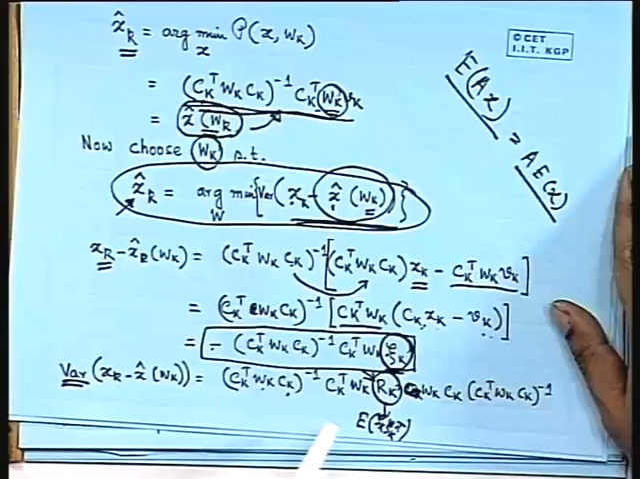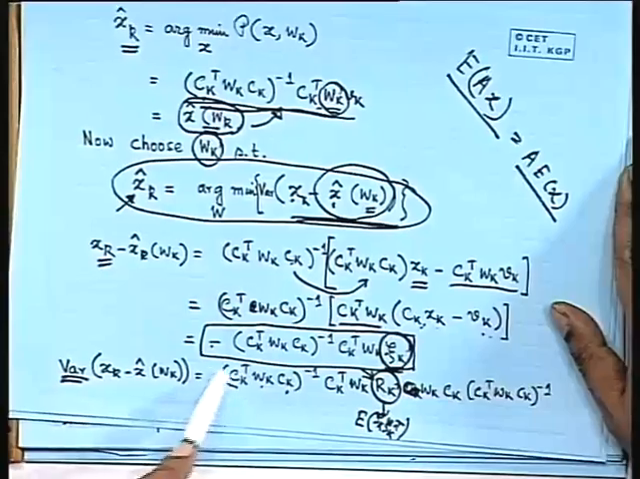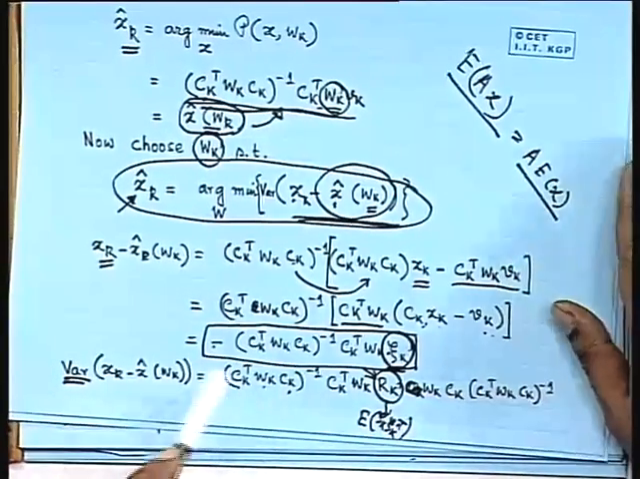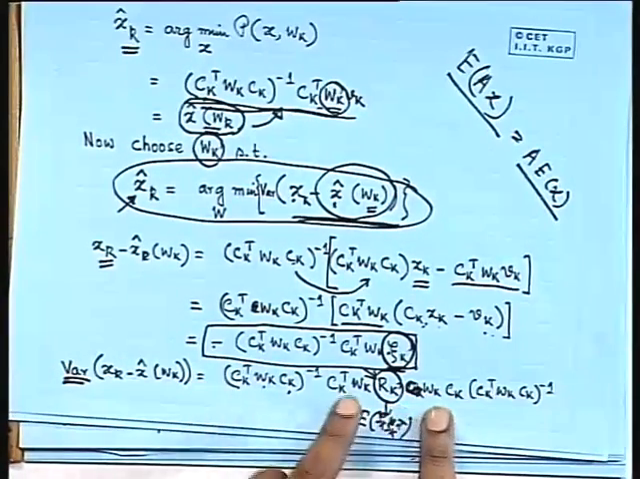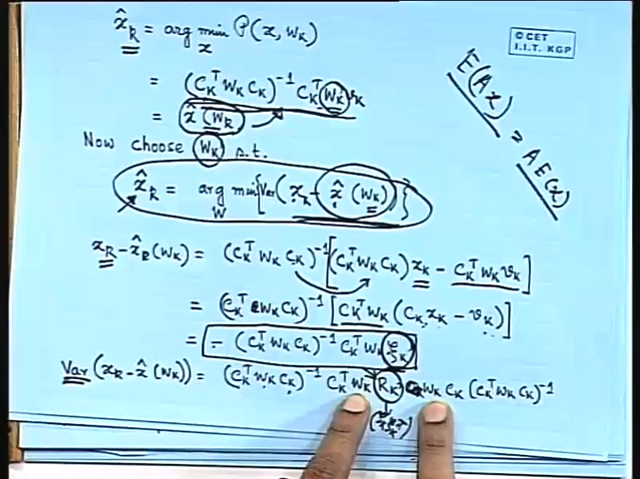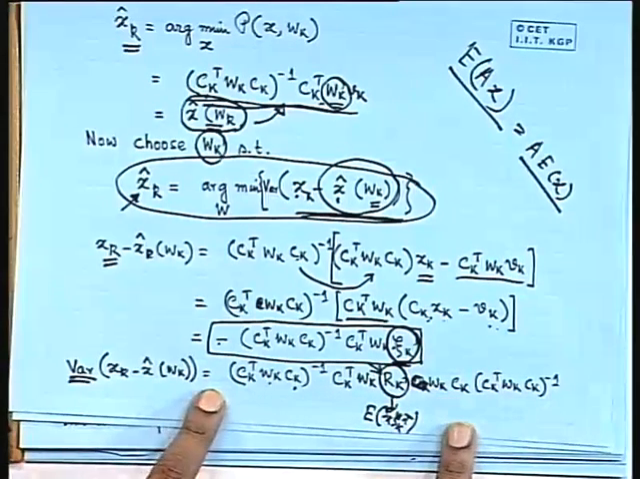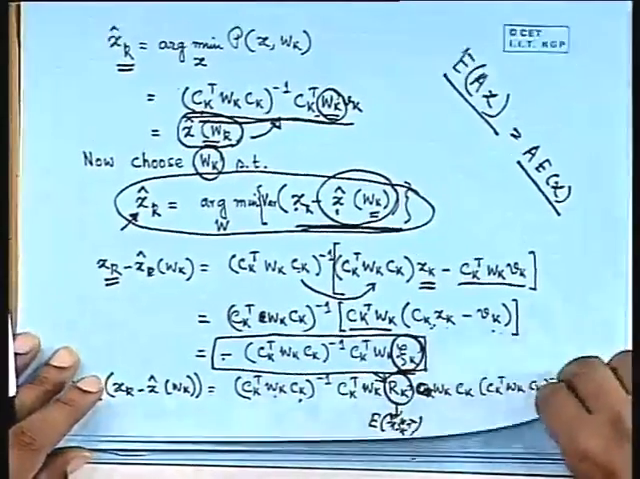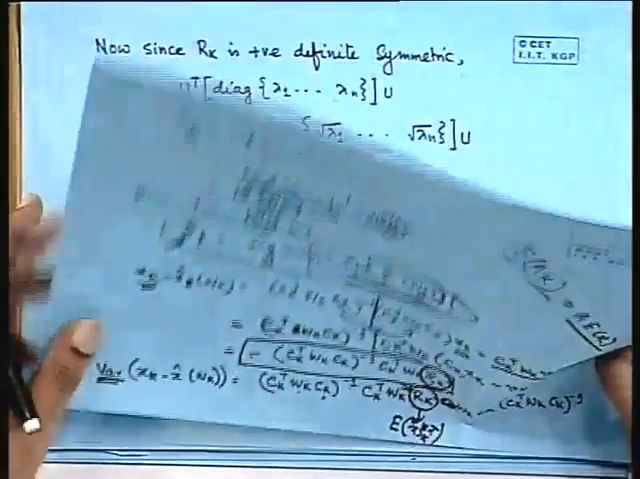So first I keep WK, obtain a solution, then look at it as a function of WK and then try to choose a good WK. I am doing it in two steps. So this is my variance, and now the question is, what is that value of WK for which this variance will be minimum? That does not appear immediately apparent.